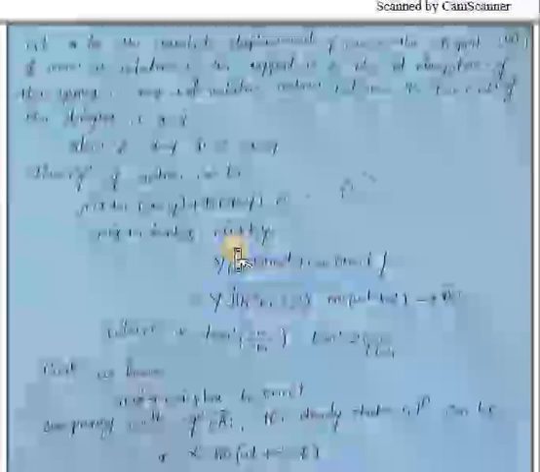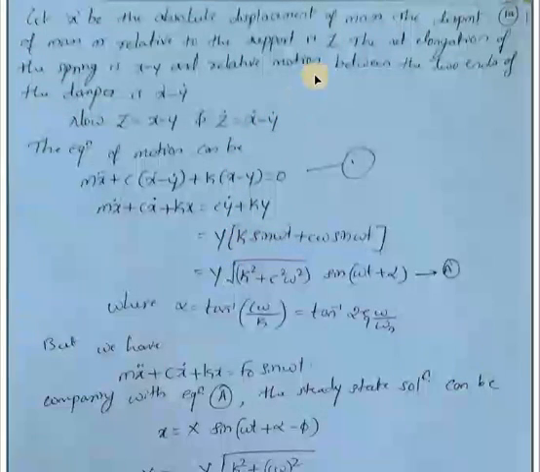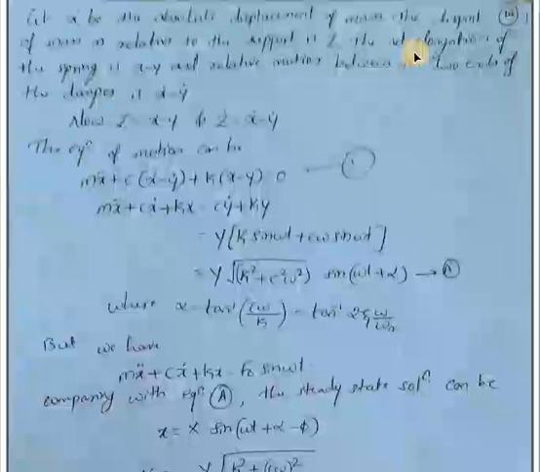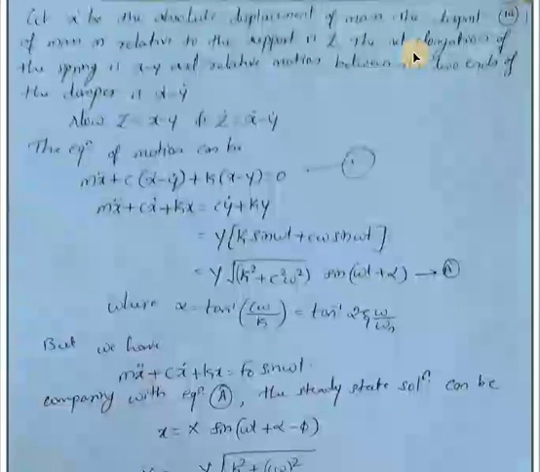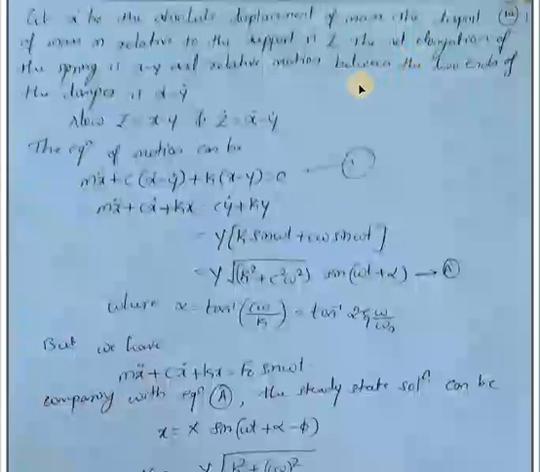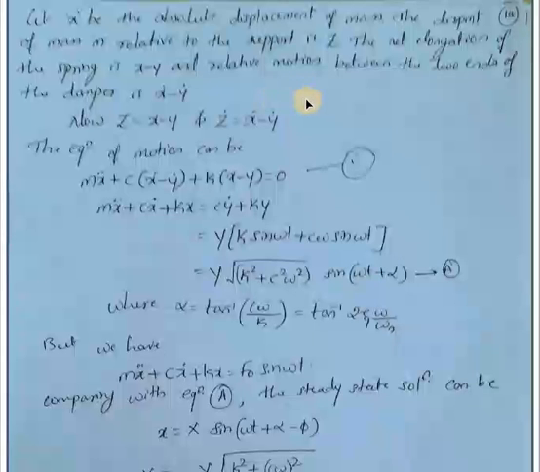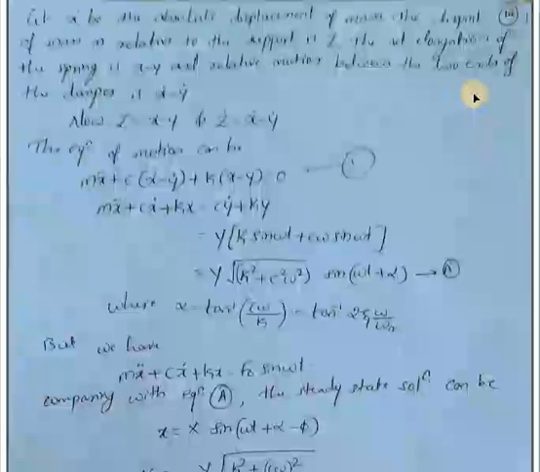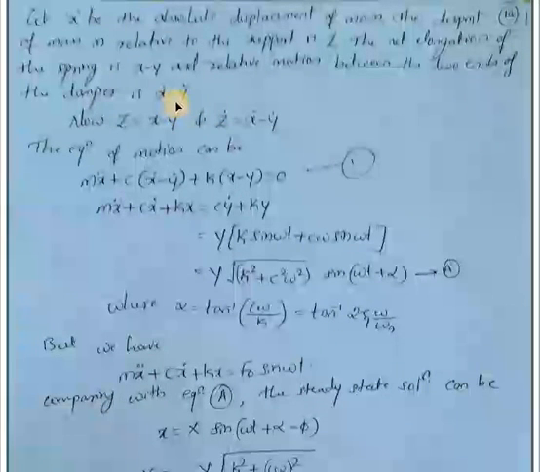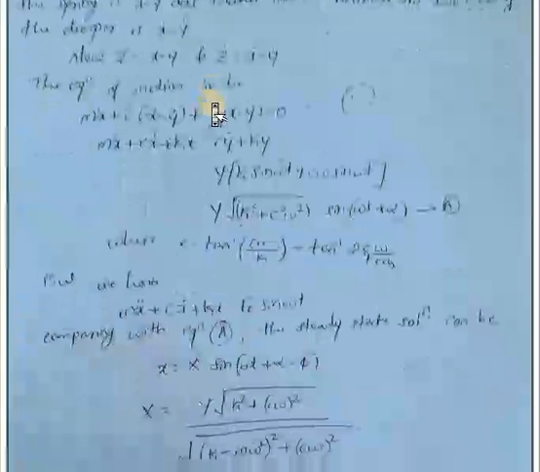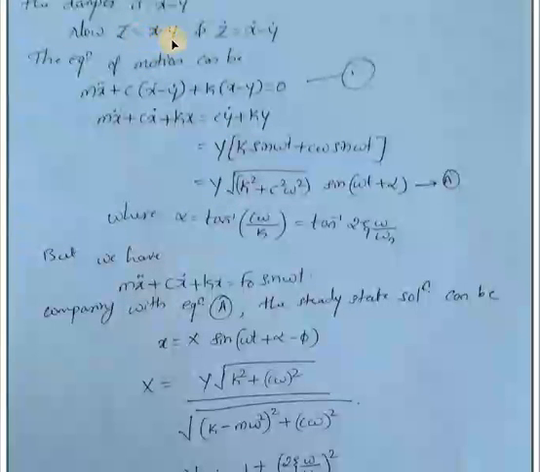Now for this, let x be the absolute displacement of the mass, and z the displacement of mass m relative to the support. The net elongation of the spring is x minus y, and the relative motion between the two ends of the damper is x dot minus y dot. So we can say z as x minus y, z dot as x dot minus y dot.